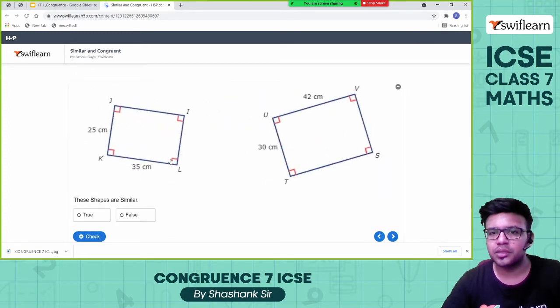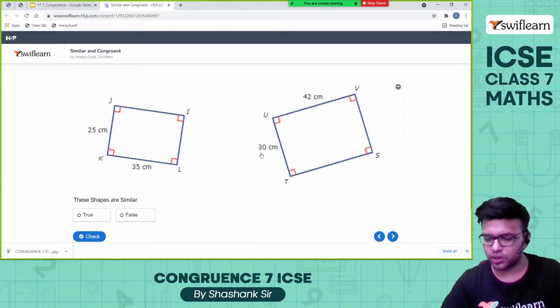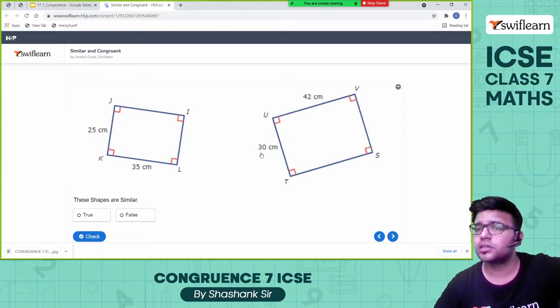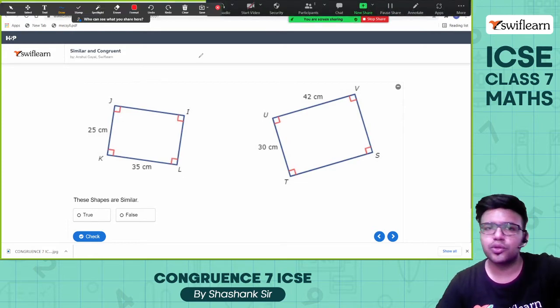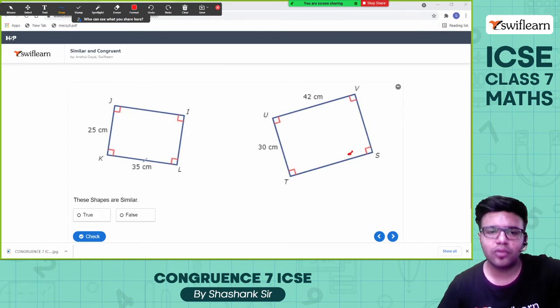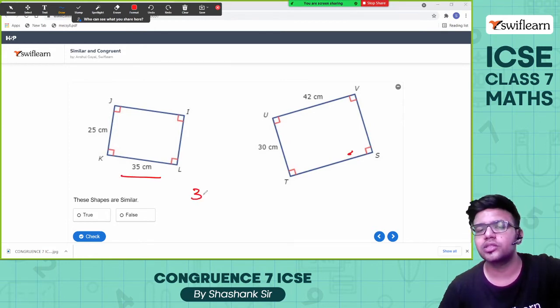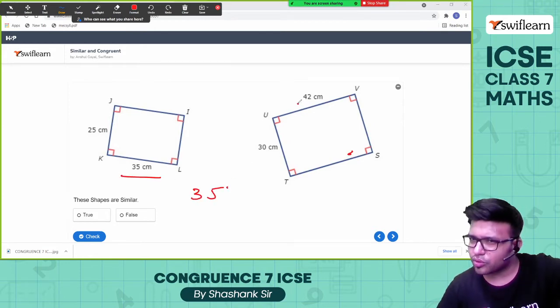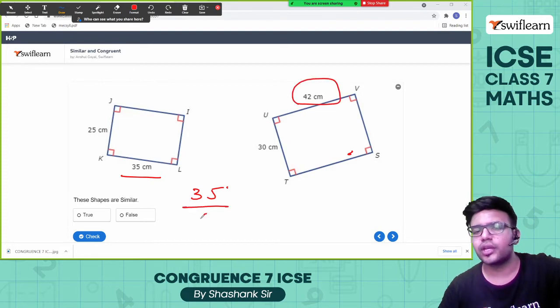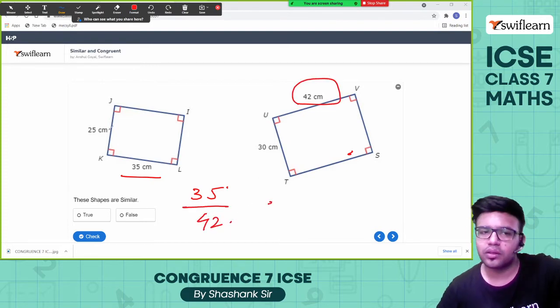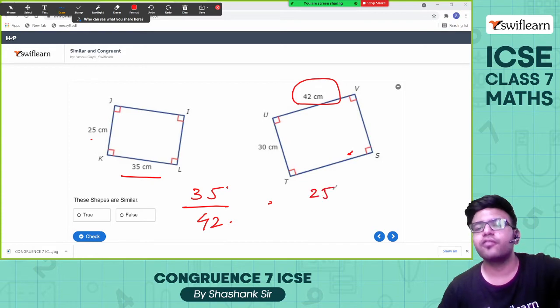These shapes are similar. Okay. देखो यहाँ पे 35, 25, 42, 30. Yes. Now we need to solve this to understand. What is the length of this triangle? 35. What is the length of this triangle? 42. What is the breadth of this triangle? 25. What is the breadth of this triangle? 30. ये दोनों छोटे हैं, ये दोनों बड़े हैं.